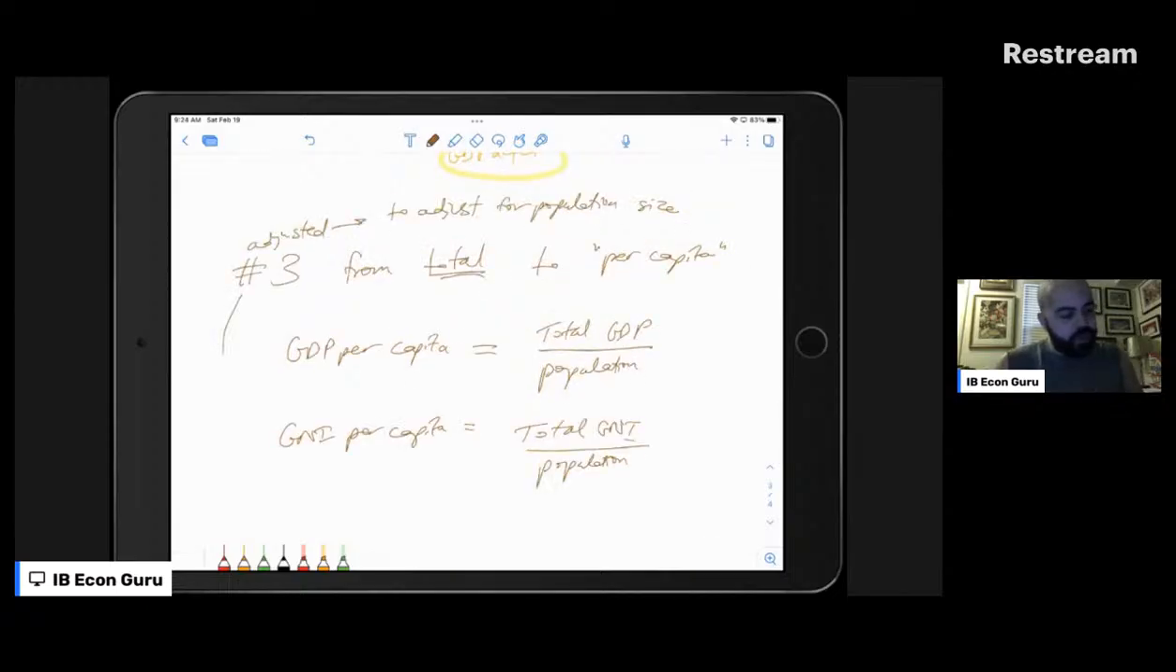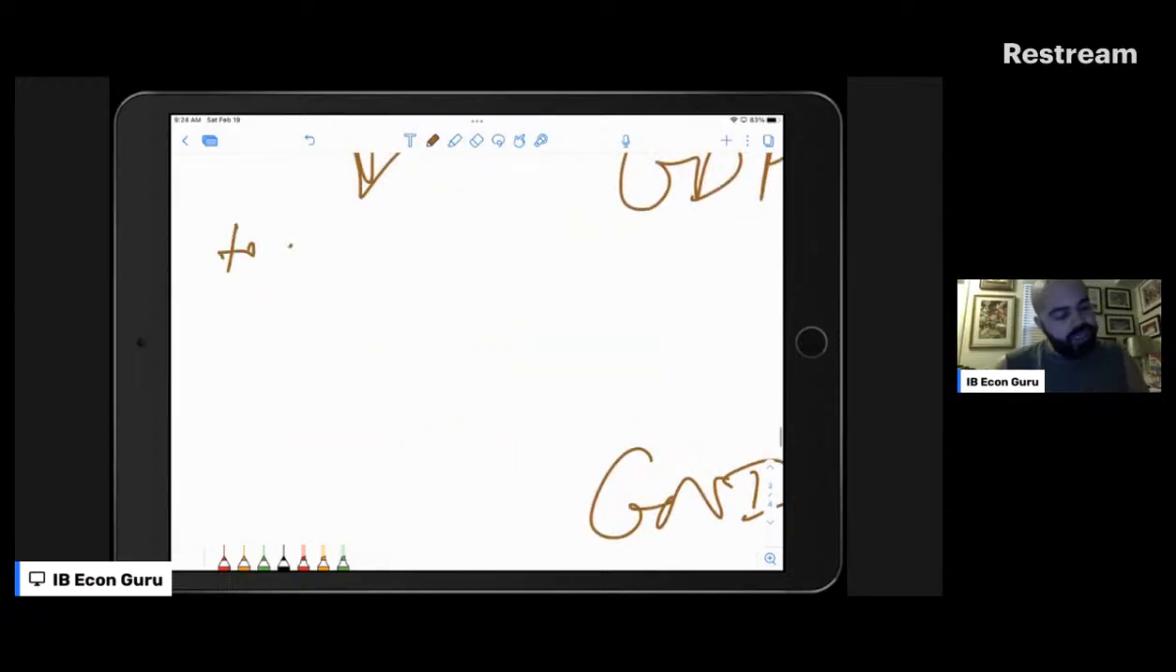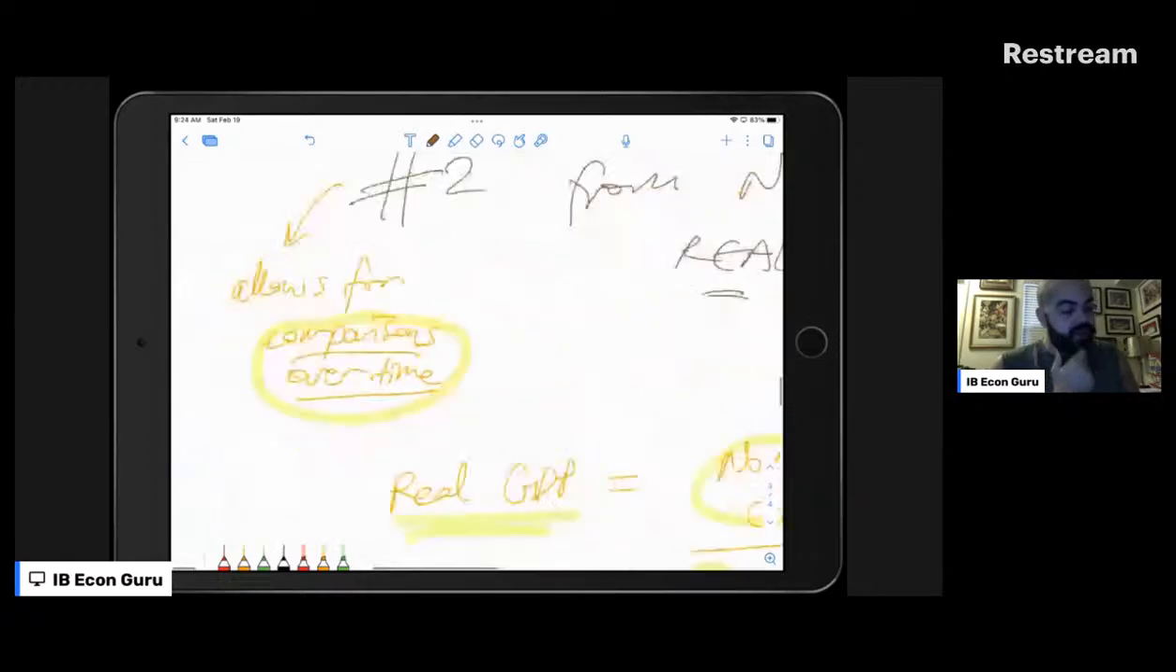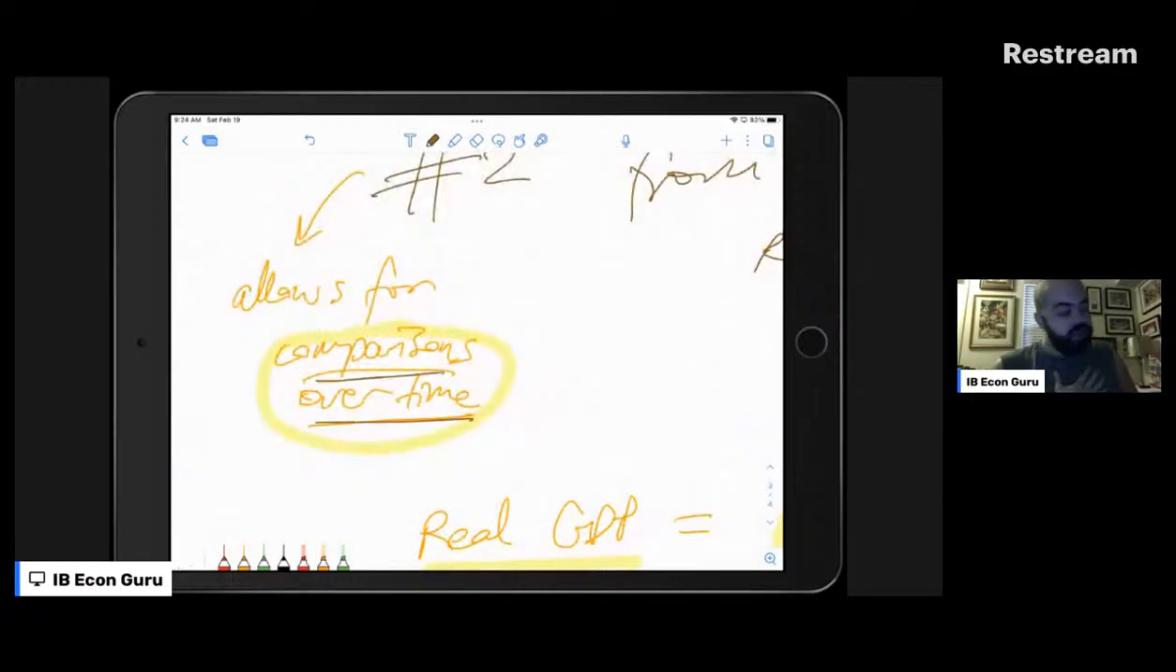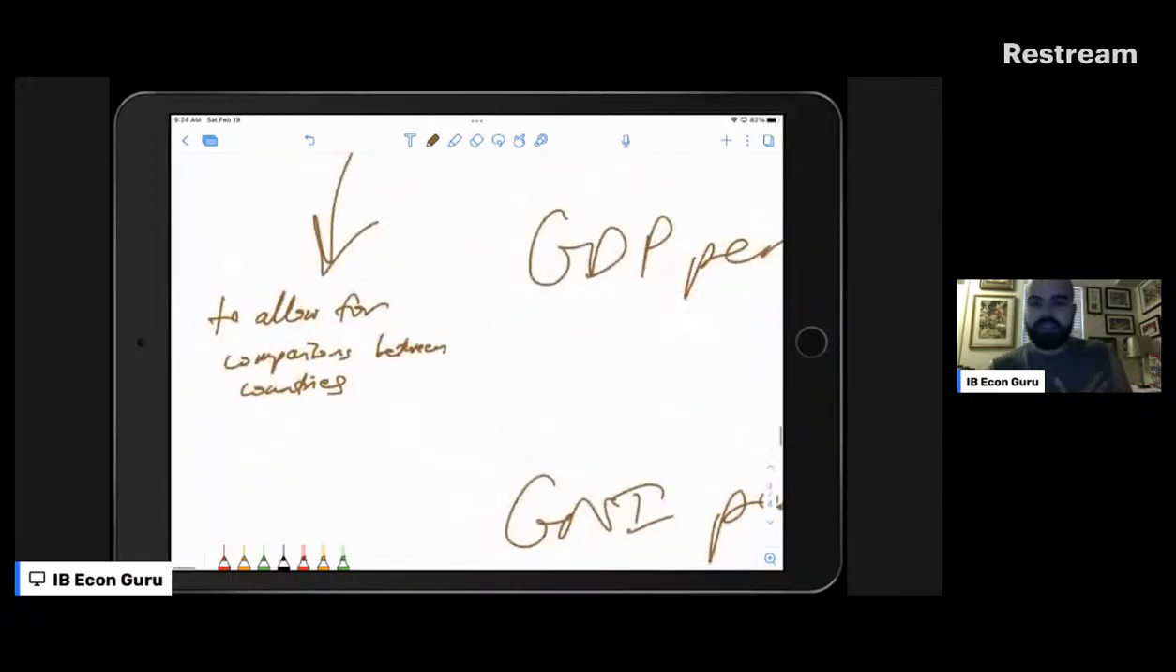And this adjustment, to adjust for population, why do we do it? To allow for comparisons between countries. So the second adjustment here from nominal to real is to allow for comparisons over time. This adjustment is to allow for comparisons between countries. So usually to compare between countries, we take real GDP per capita, so it's already adjusted for inflation, or real GNI per capita. That's to compare between countries.